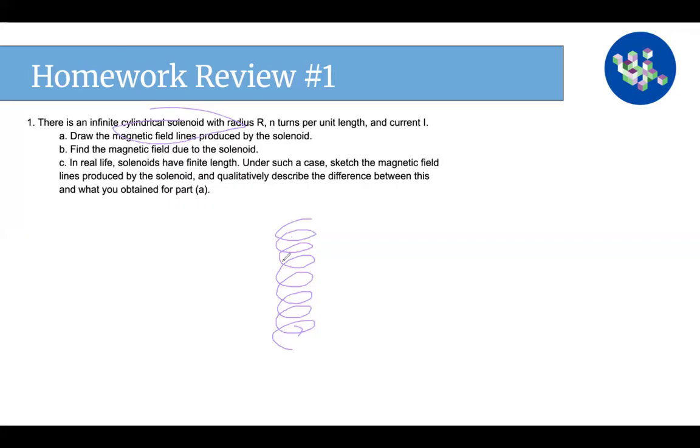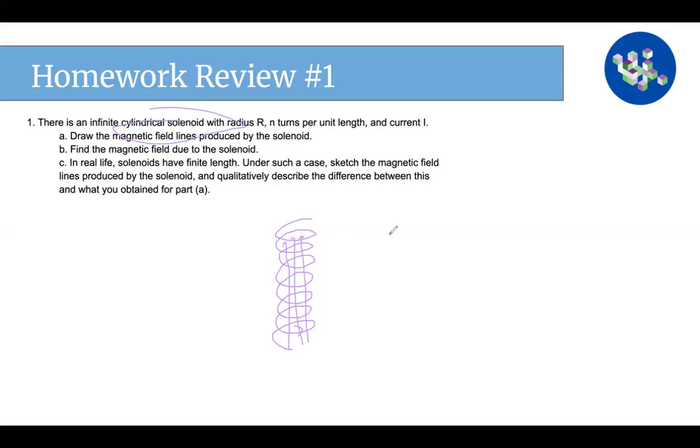Use your right hand rule: you take your fingers and curl them in the direction of your current, and the direction that your thumb points will be the direction of the magnetic field. Here, I'm curling it in the direction of the current. My thumb is pointing upwards, meaning that inside the solenoid, the field will be pointing like that throughout the solenoid. Because it's an infinite solenoid, the magnetic field lines inside are all pointing straight upwards, and it's a constant magnetic field inside the solenoid.